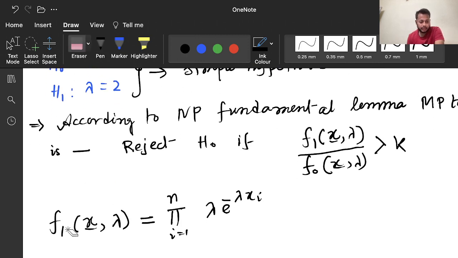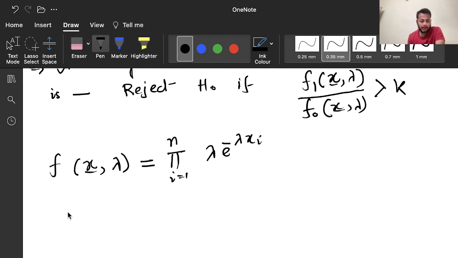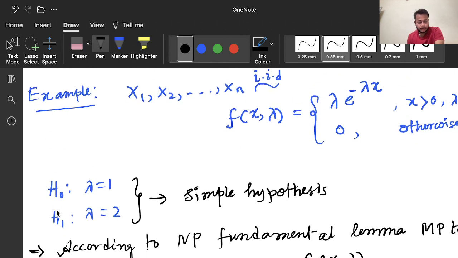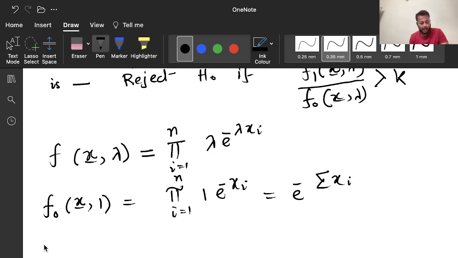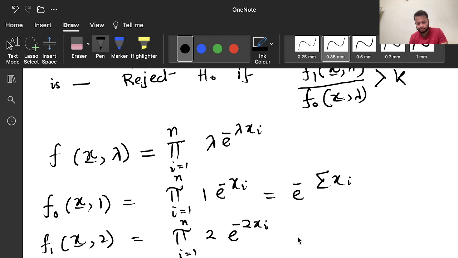So this is the distribution. Now how will it look under the null hypothesis? That is the product over i equal to 1 to n of e to the power minus xi, so this is e to the power minus summation of xi. Under the alternative hypothesis, that will look like the product over i equal to 1 to n of 2 e to the power minus 2xi. So that means 2 to the power n e to the power minus 2 summation of xi.